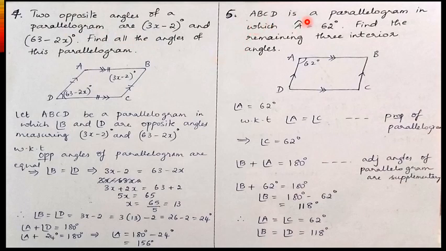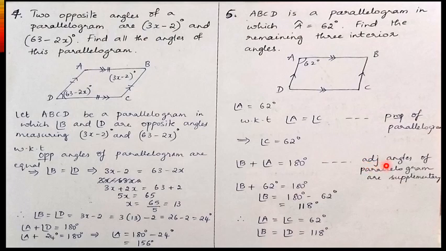Next question. ABCD is a parallelogram in which angle A is 62 degrees. Find the remaining three interior angles. One of the interior angles is given as 62 degrees, and you should find the other three angles. It is very easy. We know that angle A is equal to angle C. So if angle A is 62 degrees, angle C is also going to be 62 degrees. Then angle B and angle A are supplementary because they are adjacent angles of a parallelogram. So angle B plus angle A is 180 degrees.